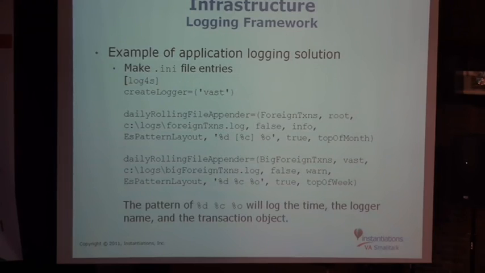So the way this works is in your INI file, which is the startup customization file, you declare that you want to create a logger. You define a rolling file appender. Rolling file appender means that entries are added to the end of the file, and you write the foreign transactions there. You create another rolling file appender that's conditioned on being the first day of the week, and there you write the big transactions. Okay, so that's the way the logger and appender are created.